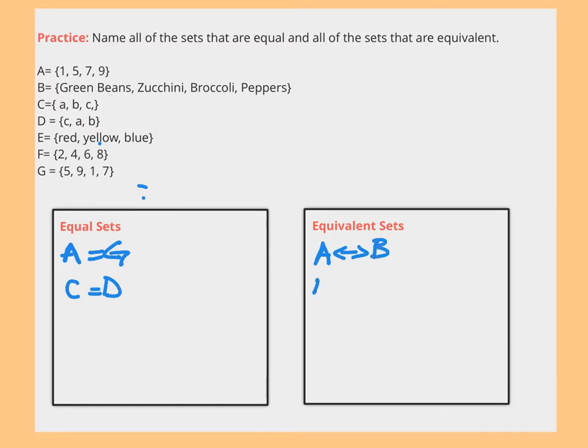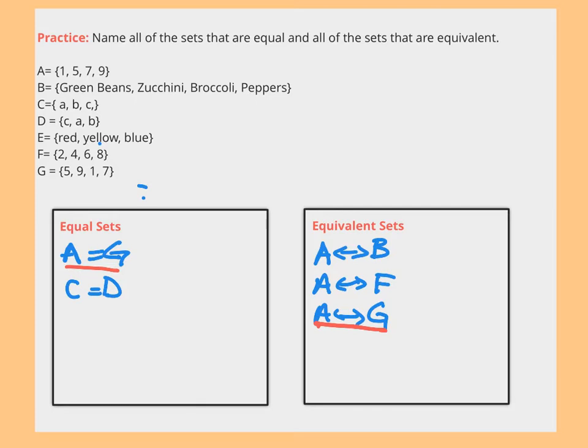I can say that set A is also going to be equivalent to another set of 4, which would be F, 2, 4, 6, 8. It has 4 elements. And then I can say that set A is equivalent to set G. It has the same number of elements. So 2 sets can be both equal and equivalent. If the sets are equal, then they're equivalent. If they're equivalent, they might not necessarily be equal.